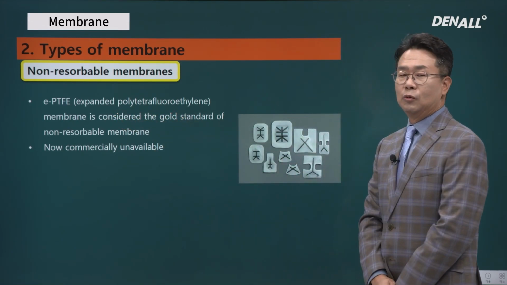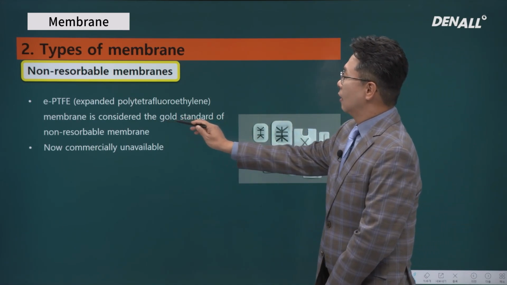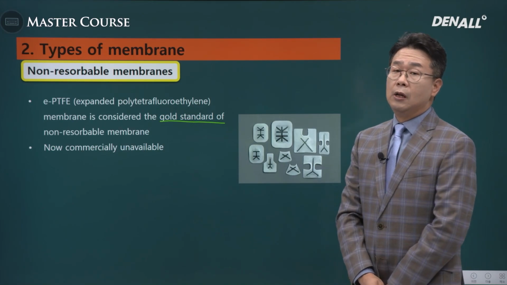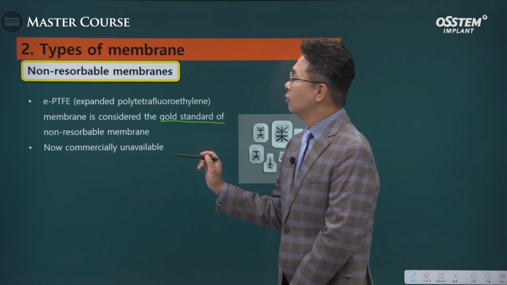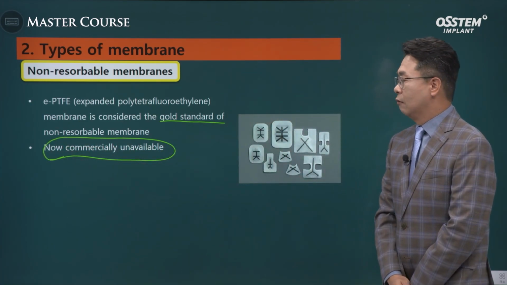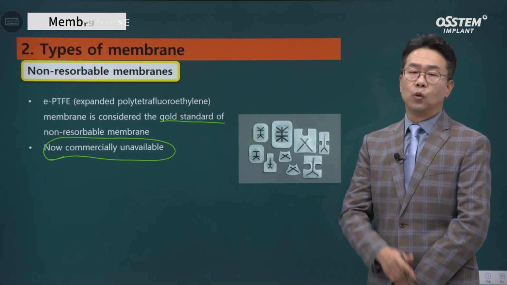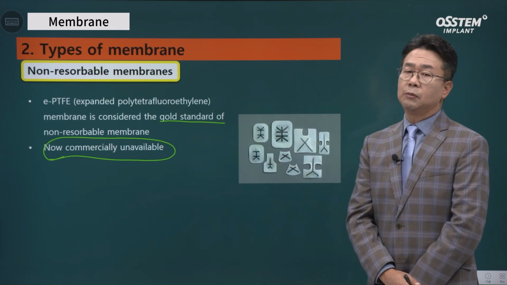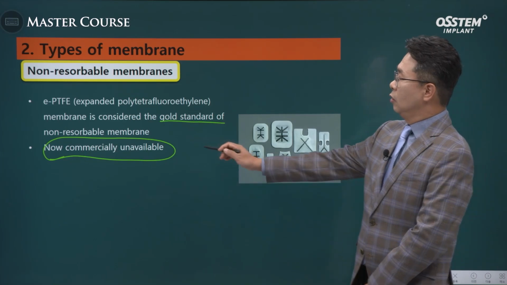EPTFE membrane is abbreviation of expanded polytetrafluoroethylene membrane. This is considered the gold standard of non-resorbable membrane. I don't exactly recall when, but since the late 2010s, it is no longer manufactured. It is now commercially unavailable. If you look at the literature, many say EPTFE is good, but clinically speaking, there are many difficulties such as cost and the ability to manipulate it.